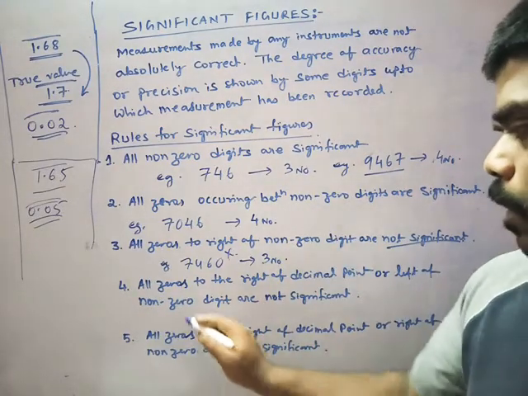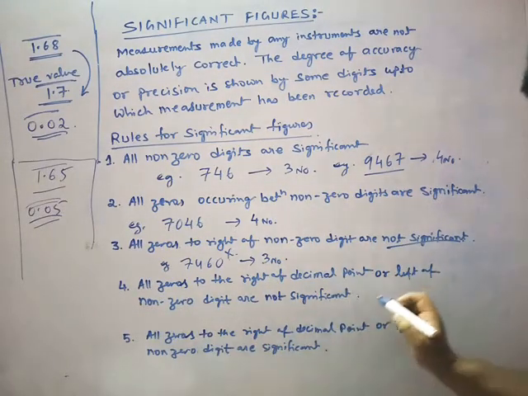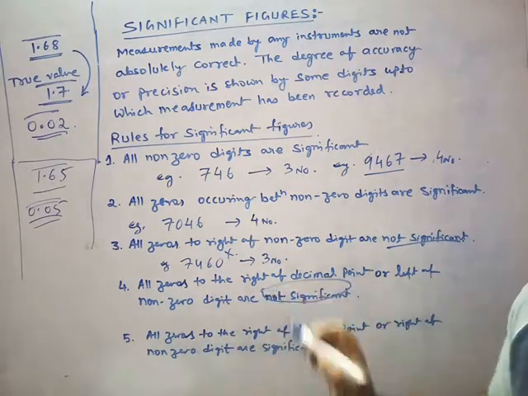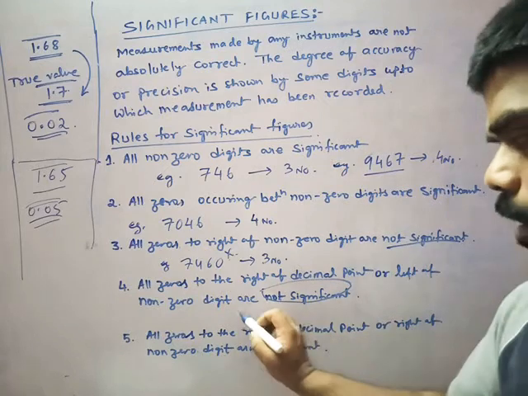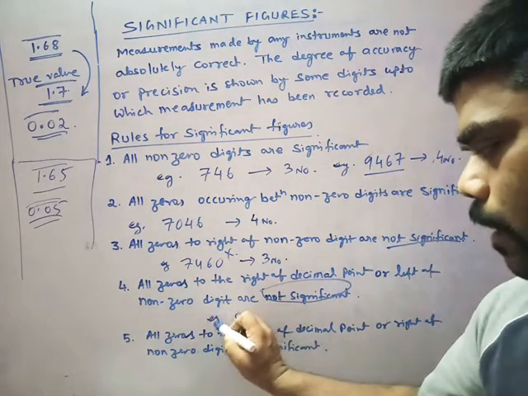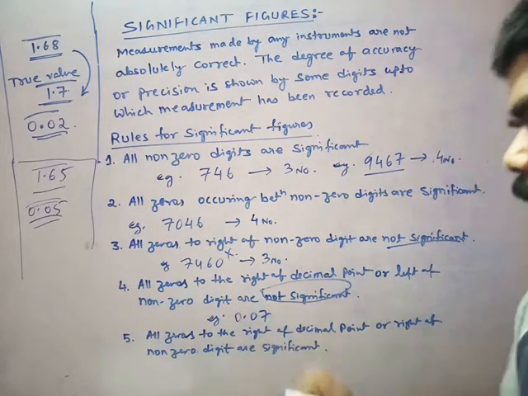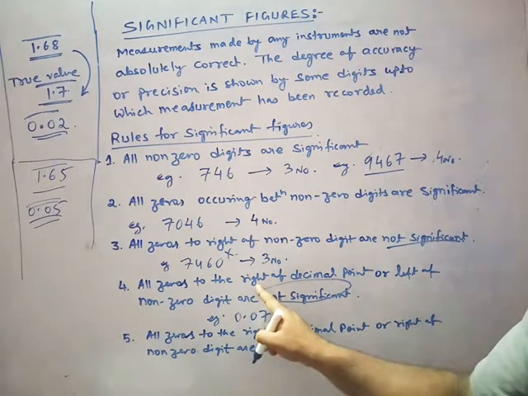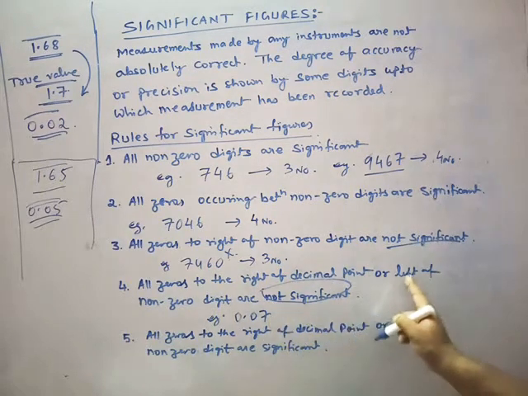Okay, all the zeros to the right of the decimal or the left of the non-zero are not significant. For example, decimal आना चाहिए 0. Let me write example 0.07. So I think this 0 is decimal का कौन से साइड में है, राइट साइड में है, और नॉन जीरो का लेफ्ट साइड में है.